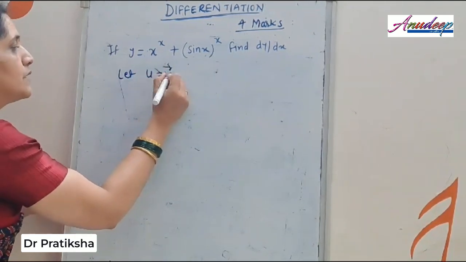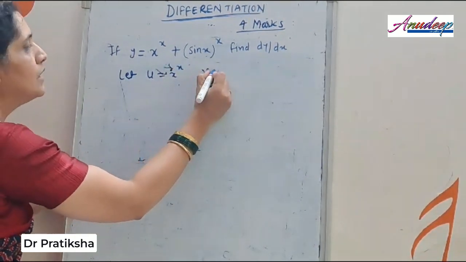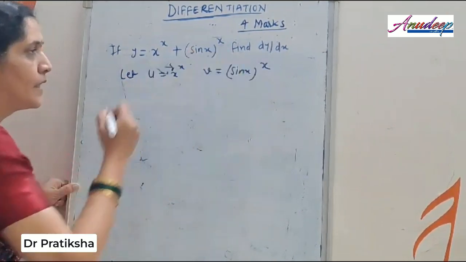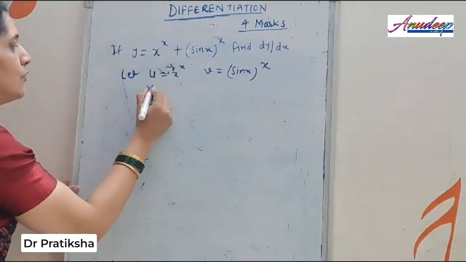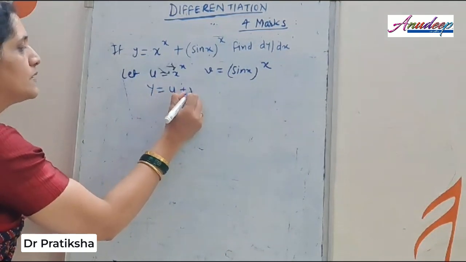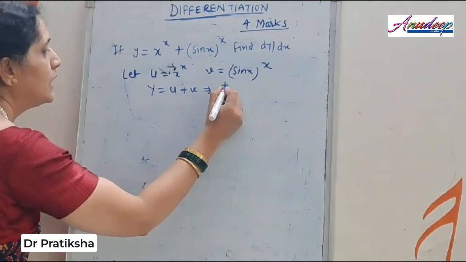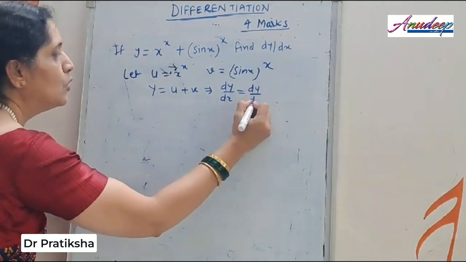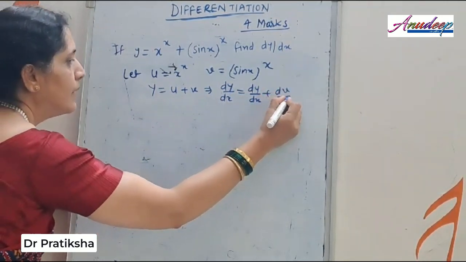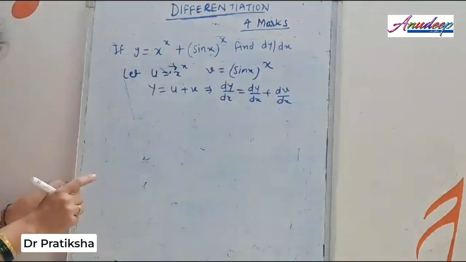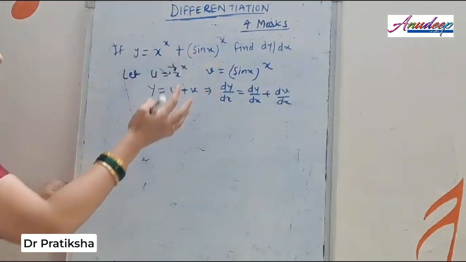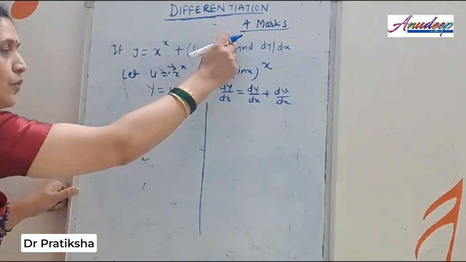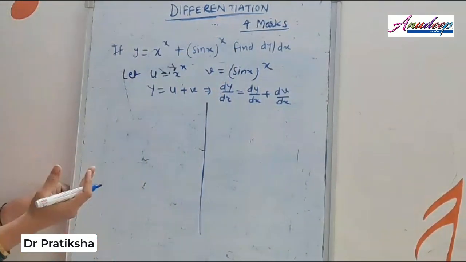Let me call u equal to x to the power x and v equal to sine x to the power x. As soon as I do that, y becomes u plus v, and if I take the derivative, I get dy by dx equal to simply du by dx plus dv by dx. It is a good idea to assign terms separately to other variables, because they are in exponent form, and we have to take the logs of both sides.